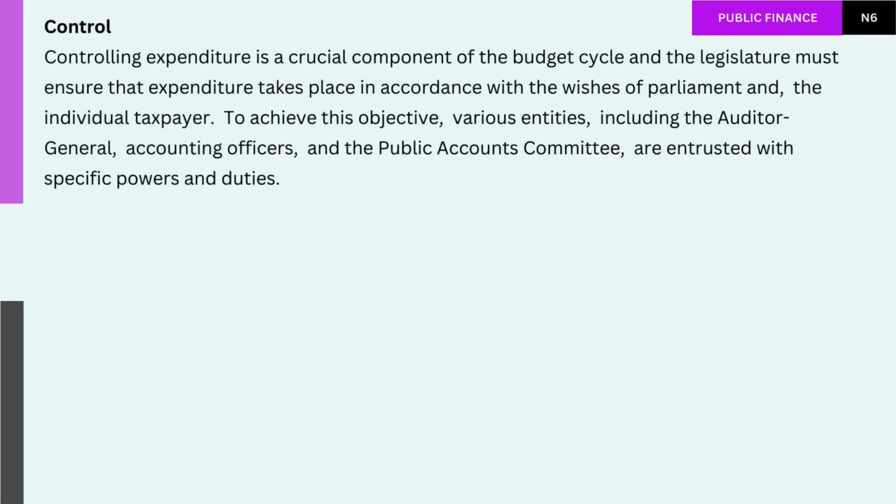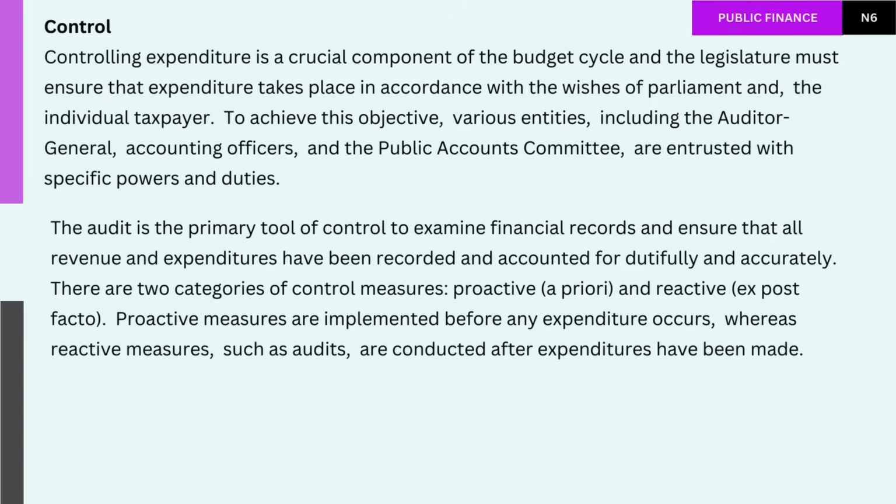4. Control. Controlling expenditure is a crucial component of the budget cycle, and the legislature must ensure that expenditure takes place in accordance with the wishes of Parliament and the individual taxpayer. To achieve this objective, various entities, including the Auditor General, accounting officers, and the Public Accounts Committee, are entrusted with specific powers and duties. The audit is the primary tool of control to examine financial records and ensure that all revenue and expenditures have been recorded and accounted for dutifully and accurately.